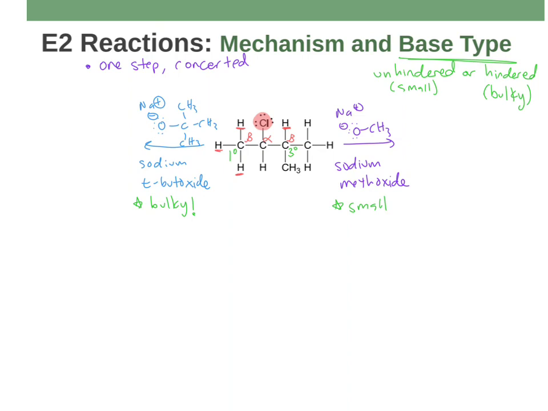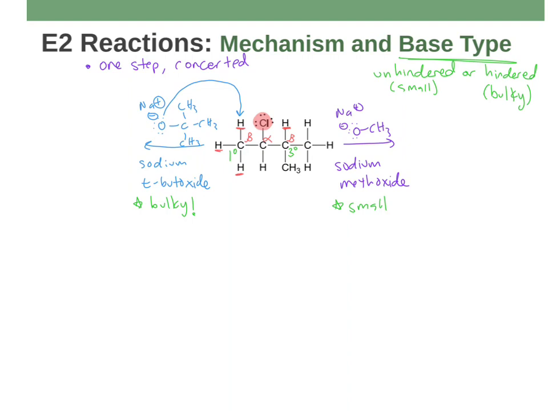It's just going to be a lower activation energy, fewer steric interactions. And so what you're going to see is that your big bulky bases tend to go for the hydrogens on the less substituted carbon. Right? Your big bulky bases remove hydrogens from the less substituted carbon.